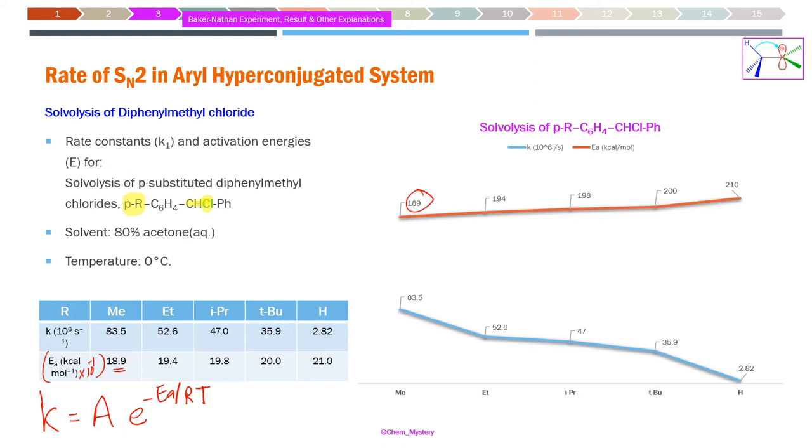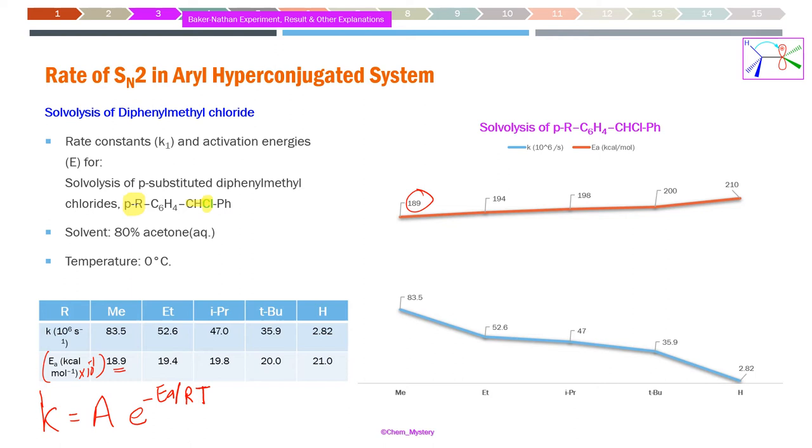This data is again coming from the Baker-Nathan experiment, what they have done, and this is what gave us the conclusion that the methyl group is going to have the greatest effect on reactivity at the para position, where the benzylic halogen atom is getting ionized very easily, in a much more effective manner.